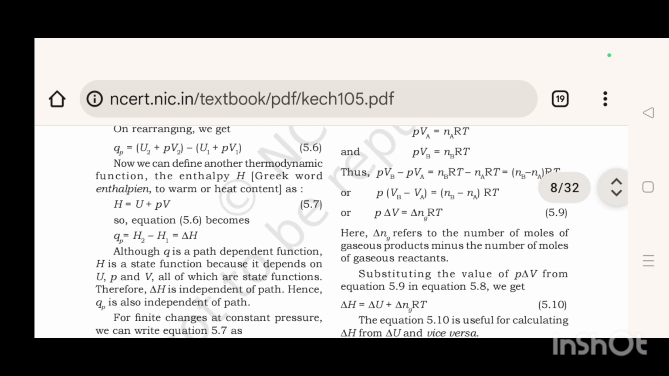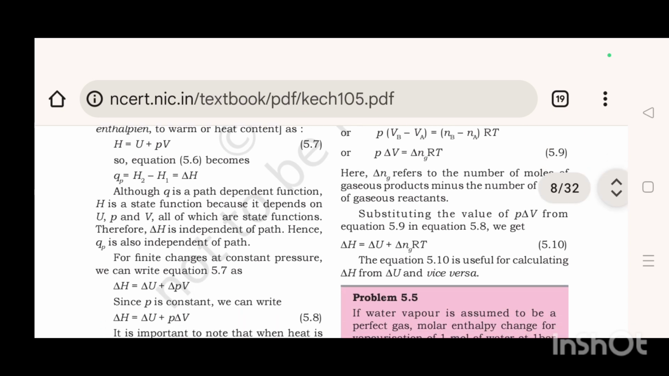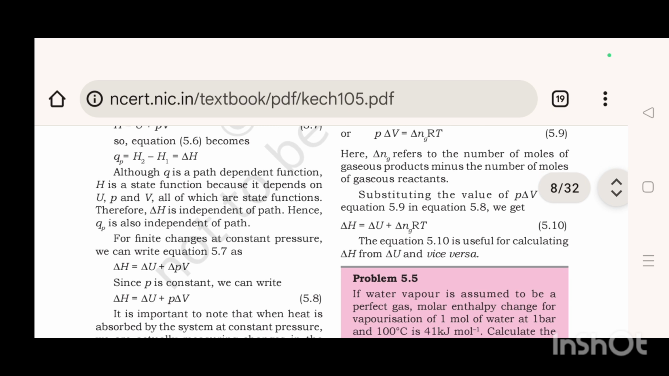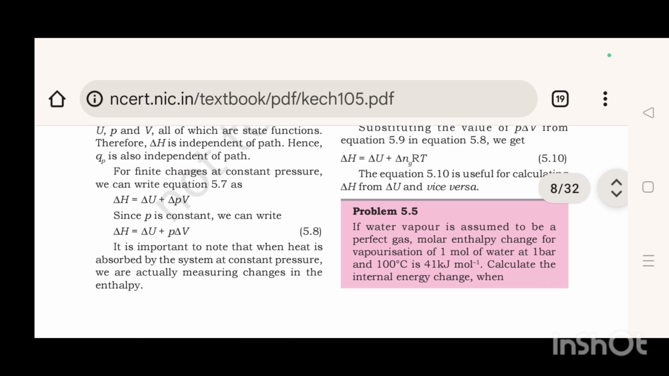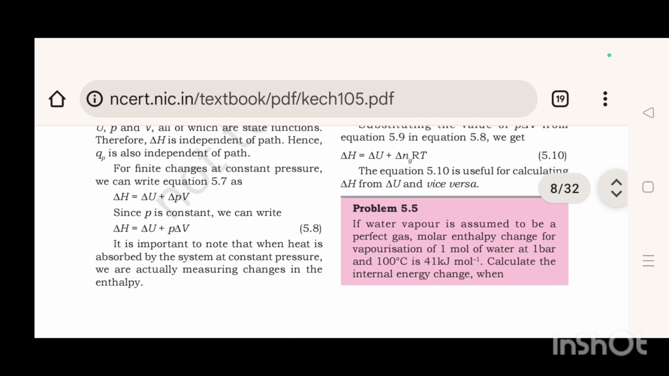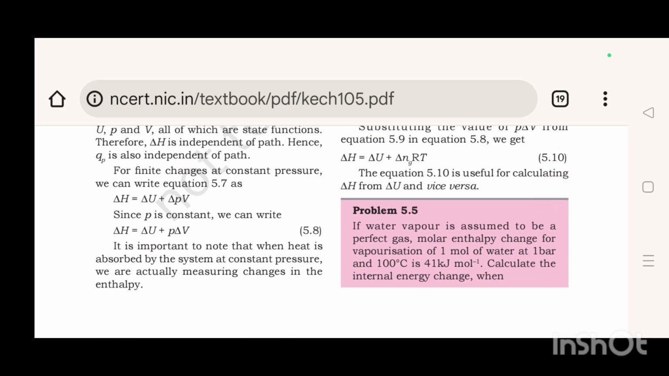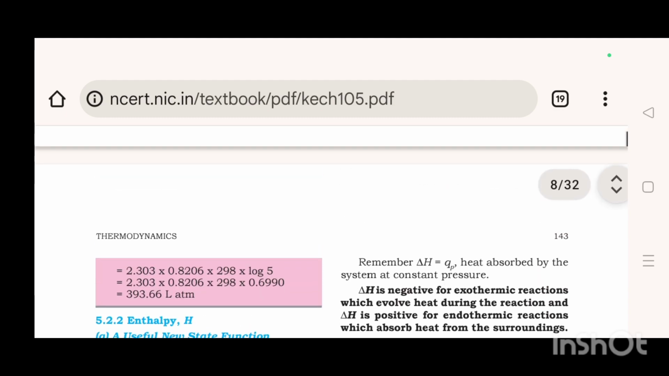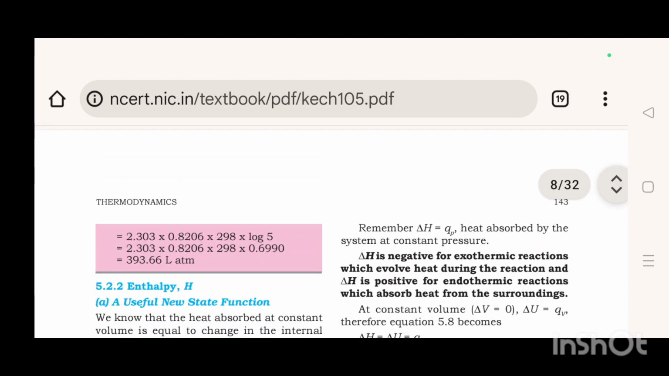Although Q is a path dependent function, H is a state function because it depends on U, P and V, all of which are state functions. Therefore delta H is independent of path, hence Qp is also independent of path. For finite changes at constant pressure, we can write delta H equals delta U plus delta (PV). Since P is constant, we can write delta H equals delta U plus P delta V. It is important to note that when heat is absorbed by the system at constant pressure, we are actually measuring changes in the enthalpy. Remember, delta H equals Qp, heat absorbed by the system at constant pressure.